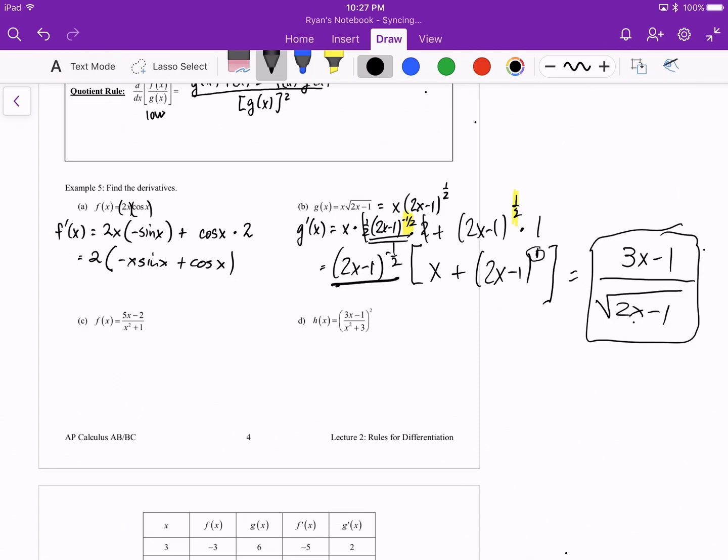Okay, so that example was a little bit tricky. If you have questions on that one, please feel free to ask me. I think I did put one similar to this one on your assignment. So we've got to make sure that we're able to do a problem like that.